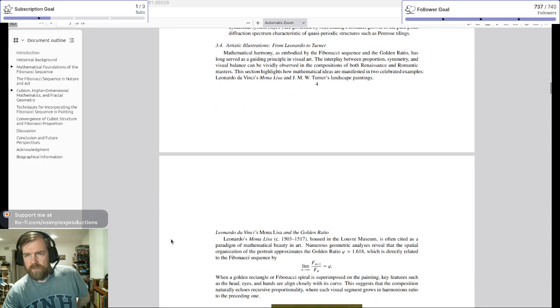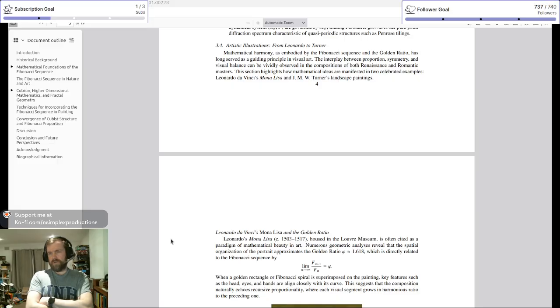Artistic illustrations from Leonardo to Turner. Mathematical harmony, as embodied by the Fibonacci sequence and golden ratio, has long served as a guiding principle in visual art. The interplay between proportion, symmetry, and visual balance can be vividly observed in the compositions of both Renaissance and Romantic masters. This section highlights how mathematical ideas are manifested in two celebrated examples.